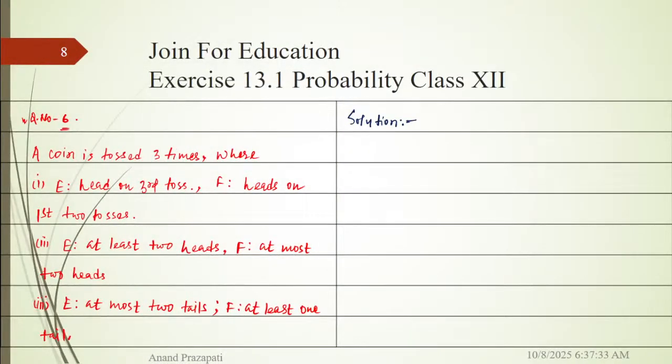Let's see the second part of question number 6. So here, first of all, we find out what the sample space is. So the sample space will be, a coin is tossed 3 times.